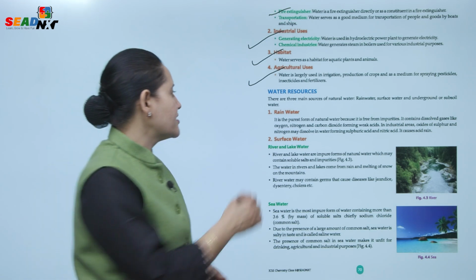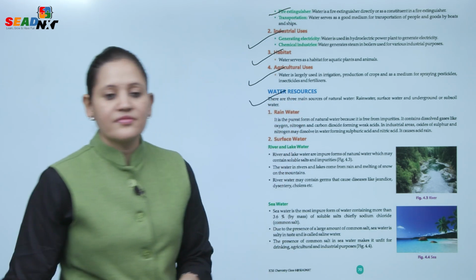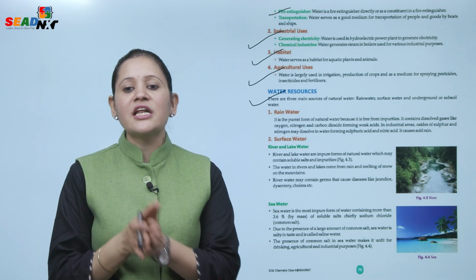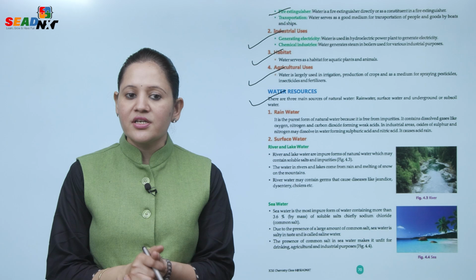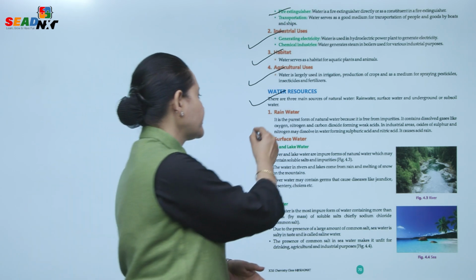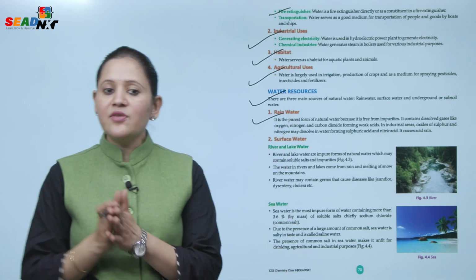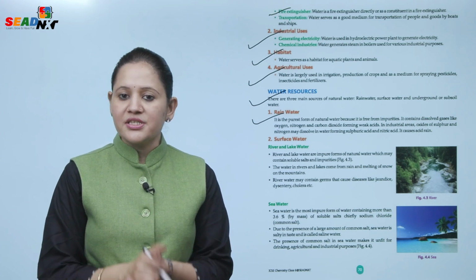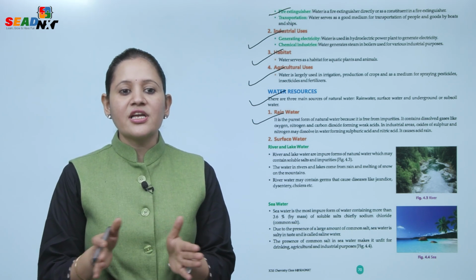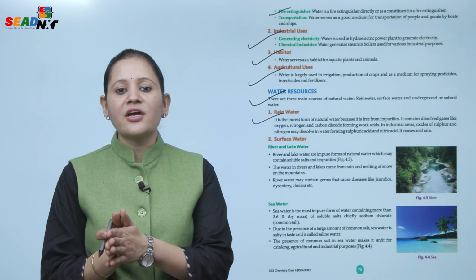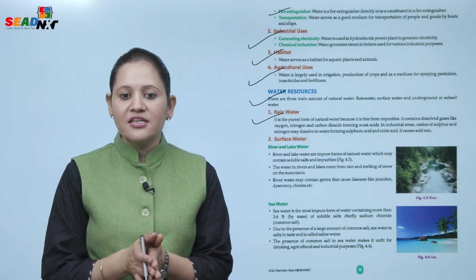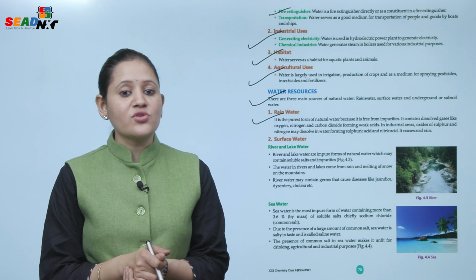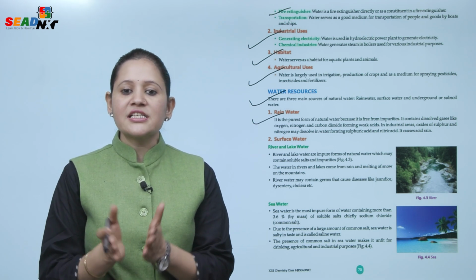Next, water resources. There are three sources of natural water: rainwater, surface water, and underground water or subsoil water. First is rainwater. Rainwater is the purest form of natural water because it is free from impurities. It contains dissolved gases like oxygen, nitrogen and carbon dioxide, forming a weak acid. In industrial areas, the oxides of sulfur and nitrogen may dissolve in water forming sulfuric acid and nitric acid.